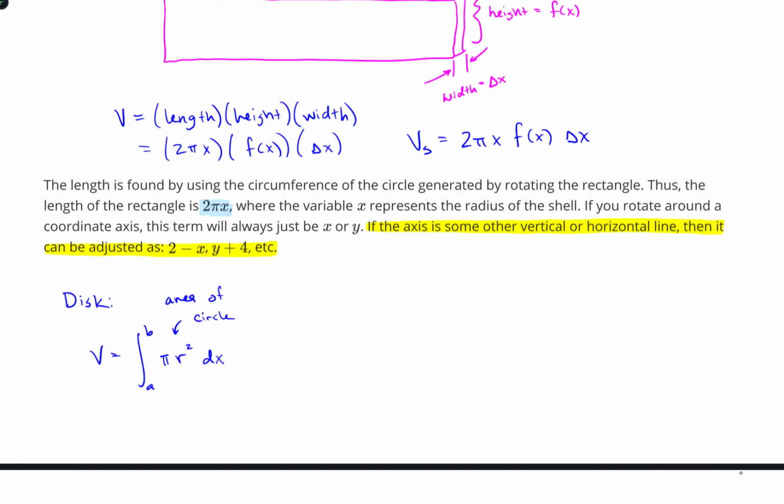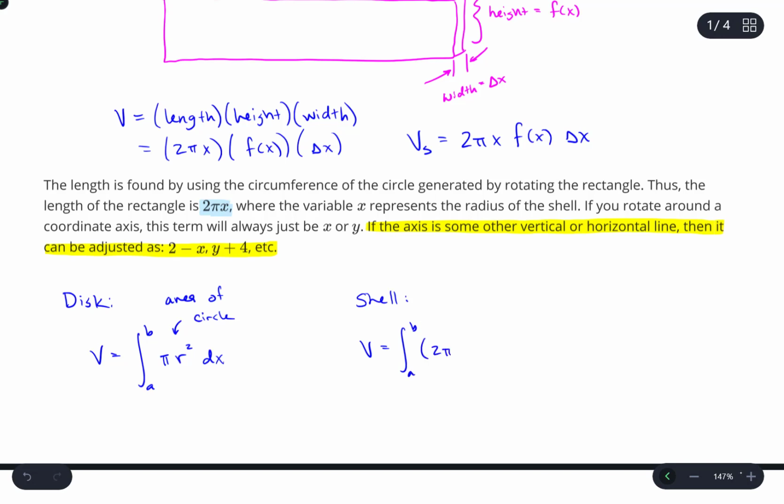Okay. When we look at the shell method and think about how we can identify something that we already know, then we could say here, of course, our volume is the integral from a to b of 2 pi x, or that might get changed depending, but for now, just 2 pi x or y. And then the function, and finally, dx or dy.